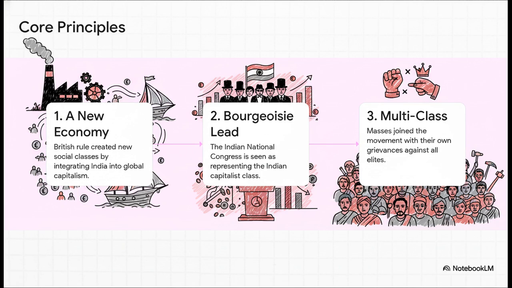Second, from this viewpoint, the Indian National Congress wasn't a party for all Indians. Nope. It was seen as being led by and for the new Indian capitalist class, the bourgeoisie, who basically wanted to be the new boss. And third, and this is crucial, the movement only became a mass movement when the peasants and workers jumped in. And they weren't just fighting the British, they were also fighting against their own exploitation by Indian landowners and factory owners.